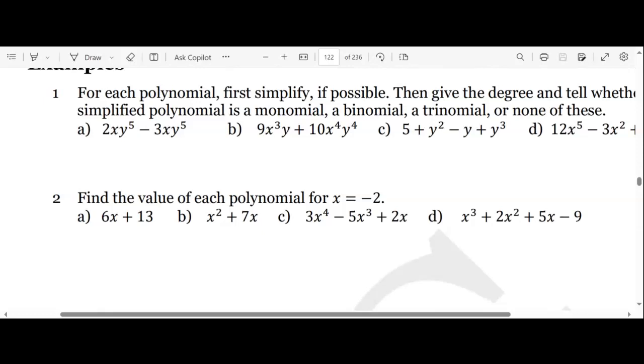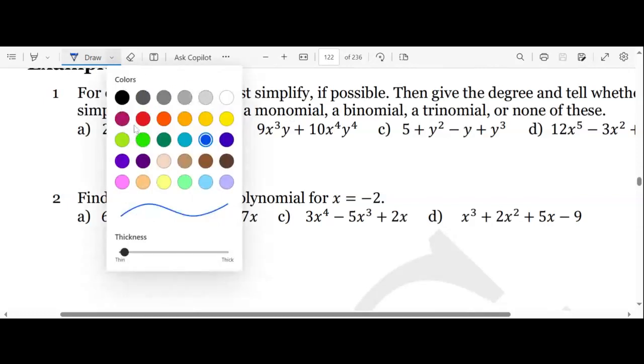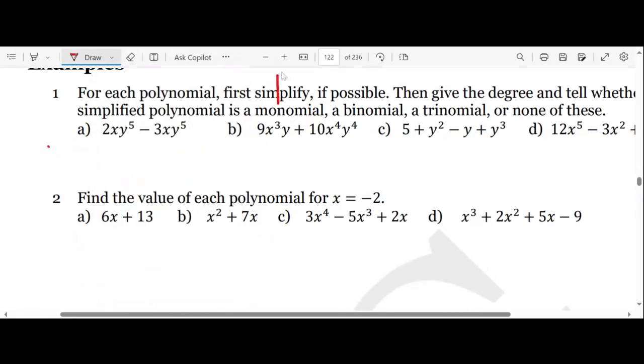First, let's find out what monomial means. Monomial means only one term. Binomial? Two terms. Trinomial? Three terms. Okay? So here, how many terms do I have? Binomial. Two terms.